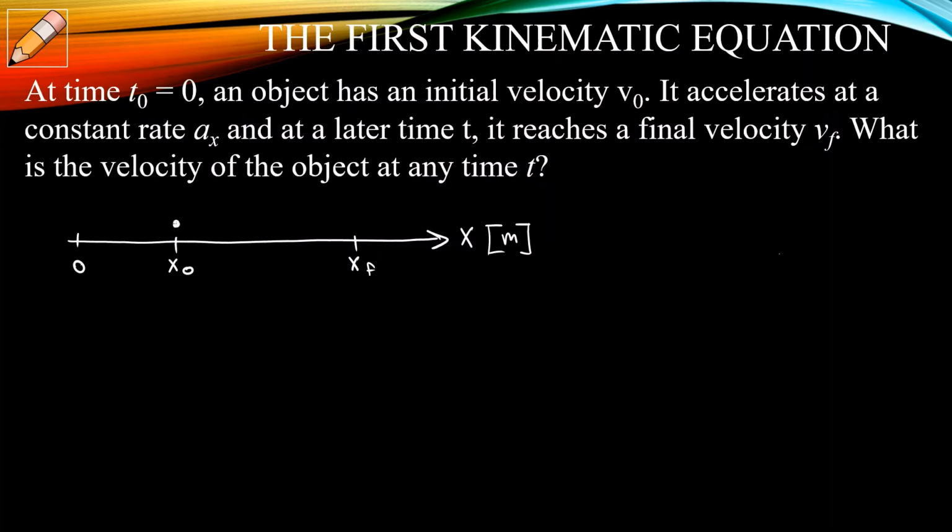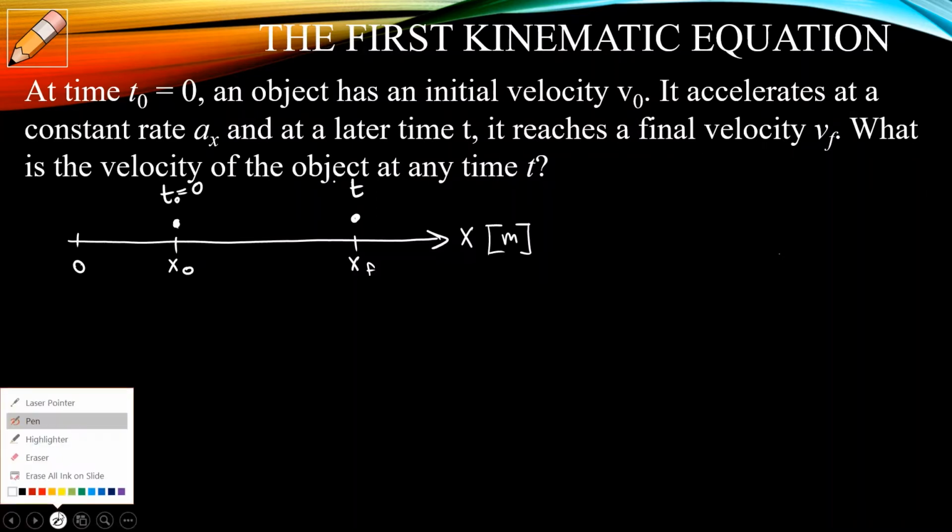And this object could be anything. It could be a car, it could be a plane, it could be a train, it could be a bus. And we're drawing the object here at time t equals 0. That's our initial time or our starting time. And then we're drawing the object here at some later time t. That's just any later time into the future. You've got some object starting on the x-axis, and you've got it ending at some later point on the x-axis.